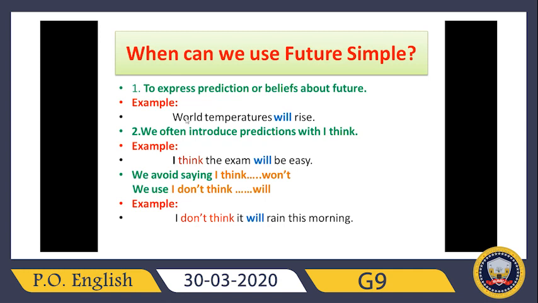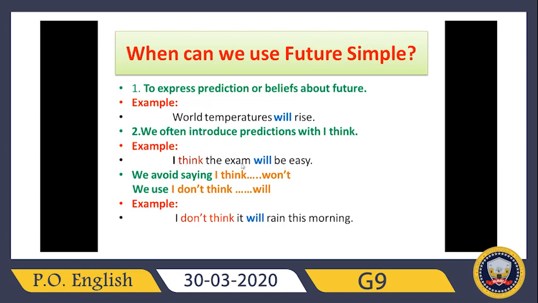Number two, we can introduce predictions with I think. I can say world temperatures will rise, or I think world temperatures will rise. The same. I can say I think world temperatures will rise, and I can omit I think and say like this, world temperatures will rise. So I can put I think and I can omit it.